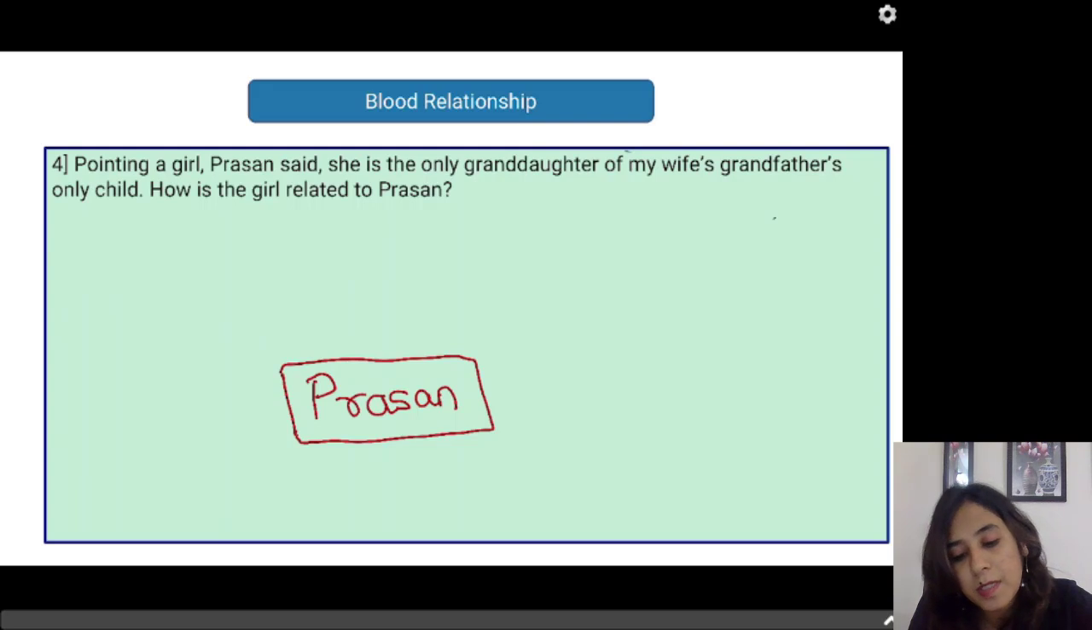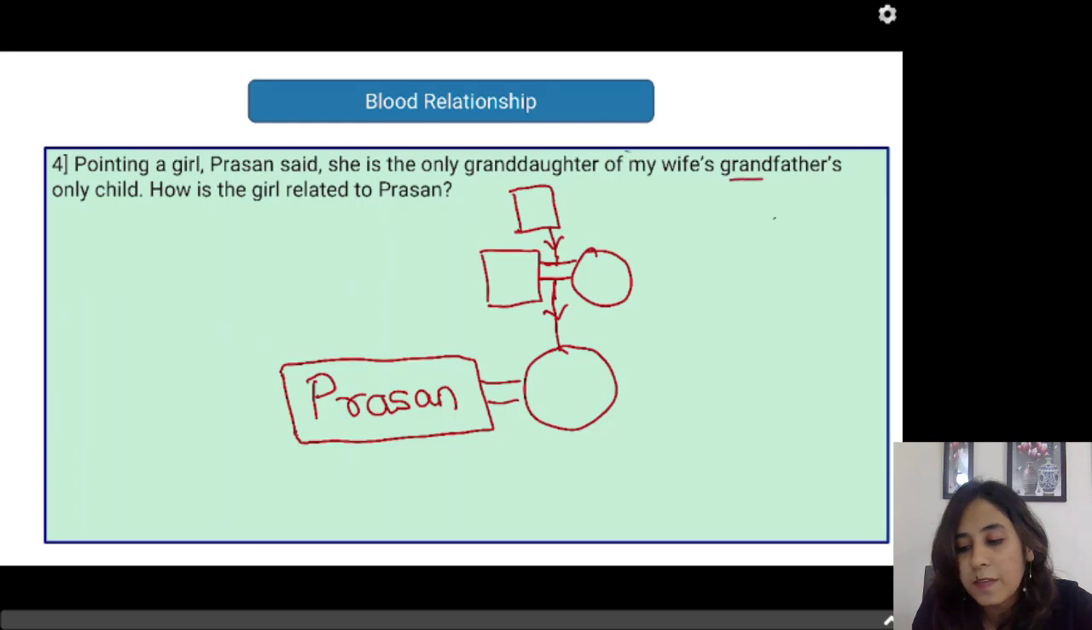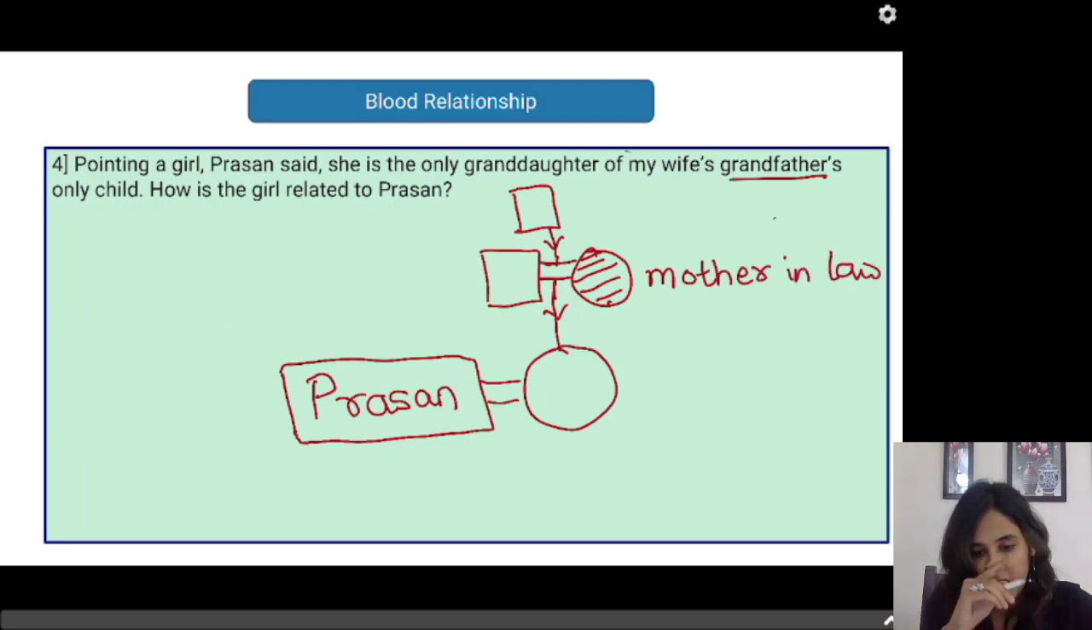So he is saying that she is the only granddaughter of my wife's grandfather's only child. So this is his wife, this is his wife's parents, and this guy is wife's grandfather. So wife's grandfather's only child, it can be this lady who is Prasen's mother-in-law. So let us assume that we are talking about Prasen's mother-in-law here. So we are talking about this lady.